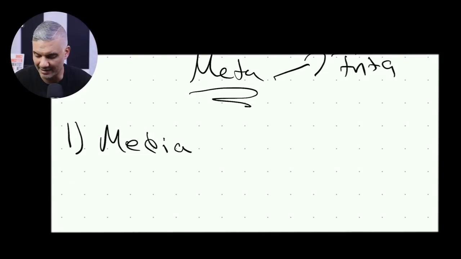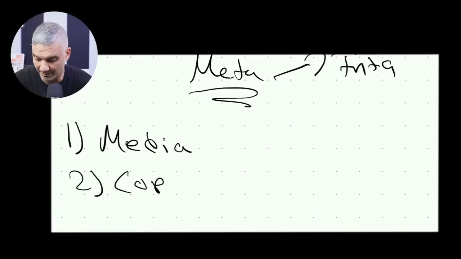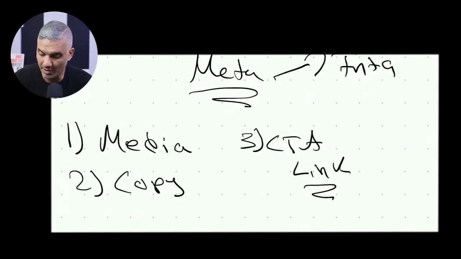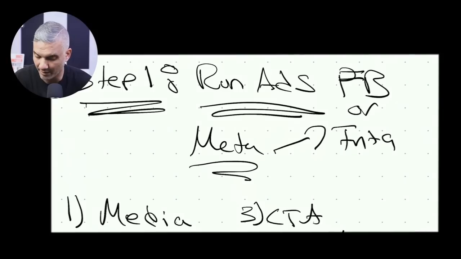And we'll talk about the ad in a second. Two, you're going to need some copy, some words that describe what you're offering. And number three is you're going to have a CTA, a call to action, or a link to where they're supposed to go. So this is all part of step one, of how to run ads. You want to make sure that you cover this first.